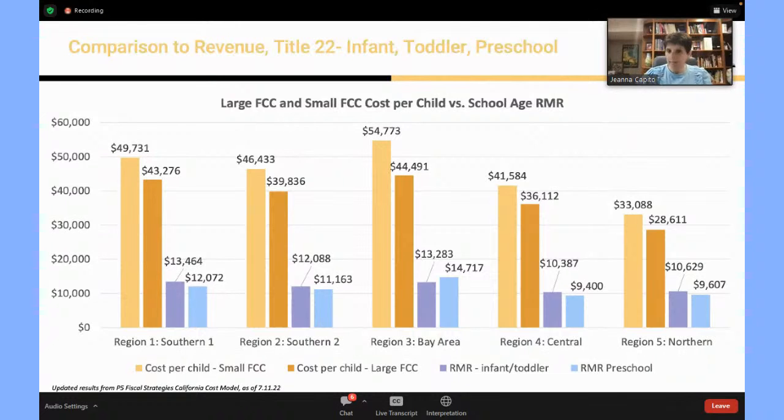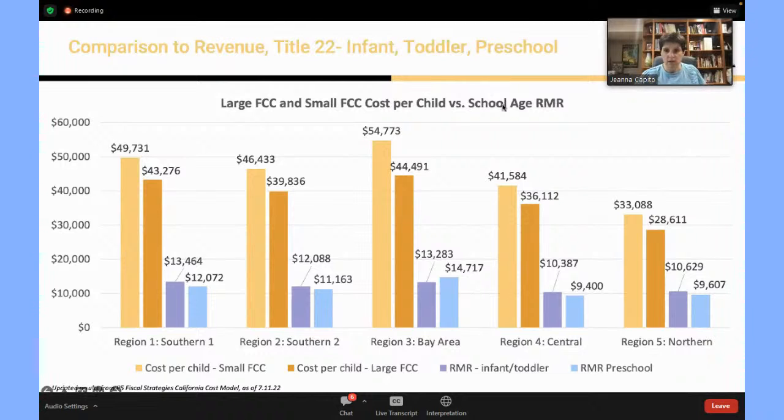So you see, same as what we were just looking at with Simon in the center-based, there is not a scenario, and we know this even from these regions where we did gather all the RMRs together, where there's a higher amount paid to a given area of the region, where the amount that's available to fund a child is more than or close to the expense of the large and small family childcare home.